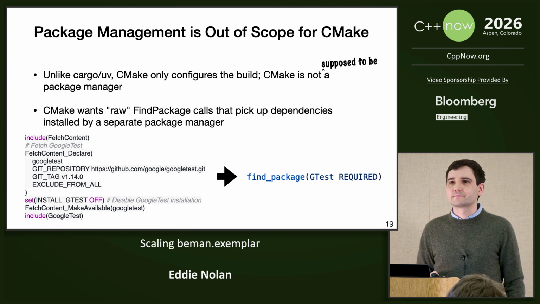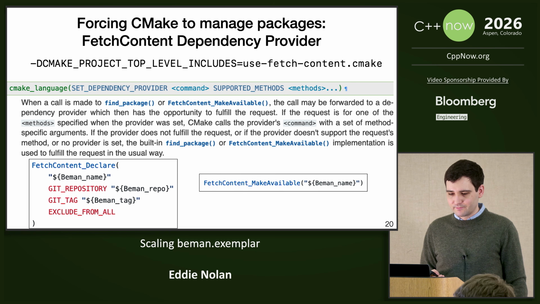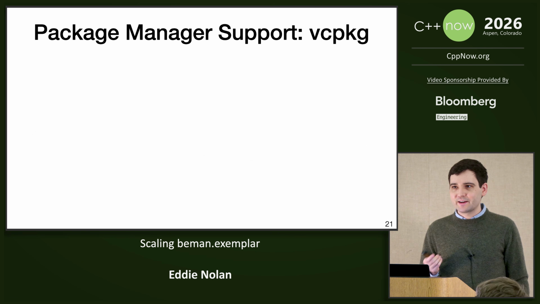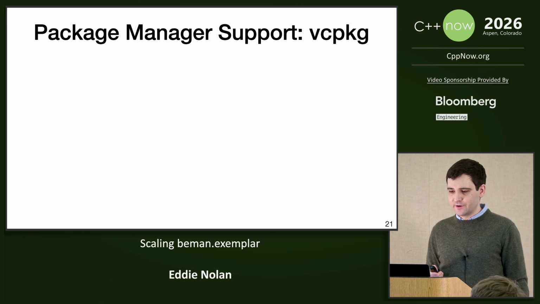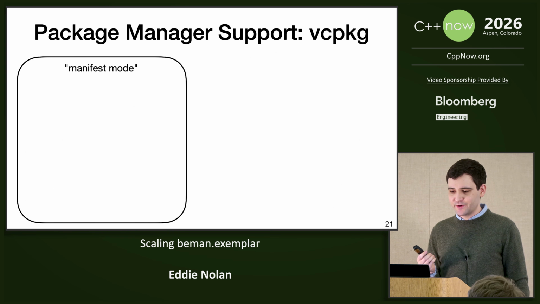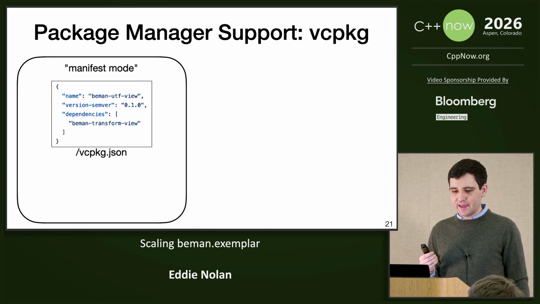If you don't do it this way, then you have to have an if statement in every project for every find_package: is it FetchContent or is it find_package? And nobody wants to maintain that. So we decided to add support for vcpkg to have a proper package management workflow. vcpkg can be used basically in two modes, the first one being manifest mode. That's just going to contain a very simple configuration file specifying the project's version and its dependencies.